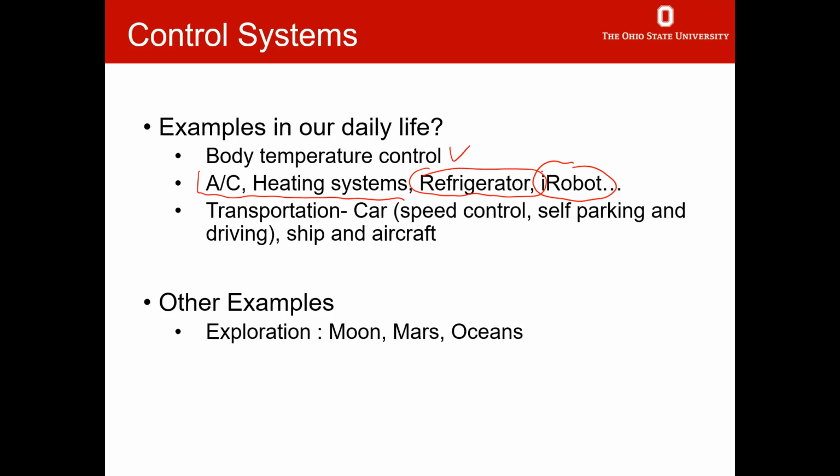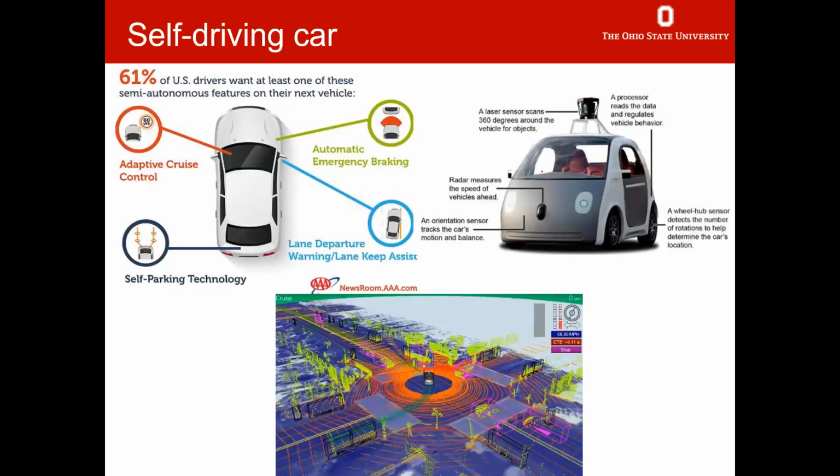And in your car, obviously, you have tons of feedback control systems like your cruise control. If you have things like self-parking, etc., those are also control systems, but there are tons of other feedback control systems in your car, especially in your engine. Okay? So that's very rich with different control systems. Other examples from robotics are exploration in the moon, Mars, maybe in the oceans, submersibles, etc.